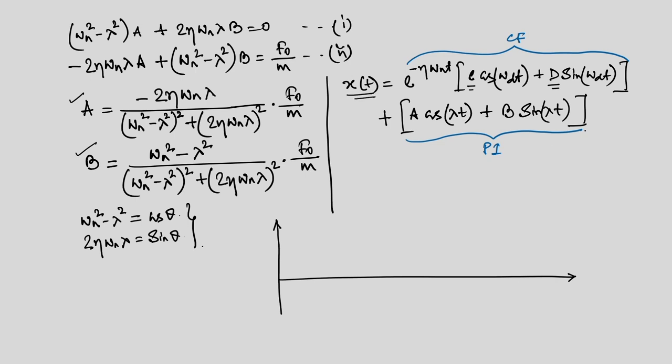Now, just by looking at this total solution, what we can conclude is it has two parts. The first part, the complementary function, is the transient part, and in this part we have an exponentially decaying sinusoid. That means as time progresses, because of the presence of damping, this vibration will come to 0. But we have another component, which is a sinusoid. It will continue vibrating with the forcing function, which is P sin lambda t. So the forcing frequency in this case is lambda.